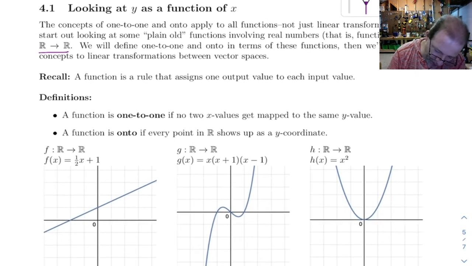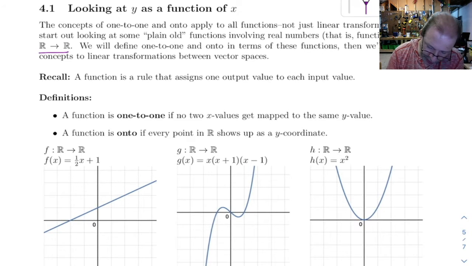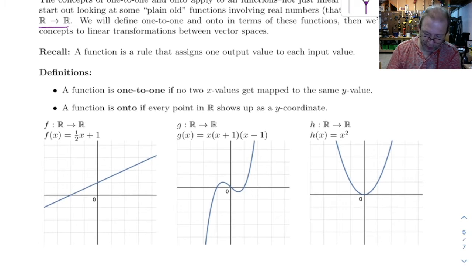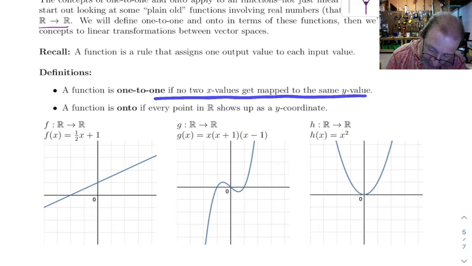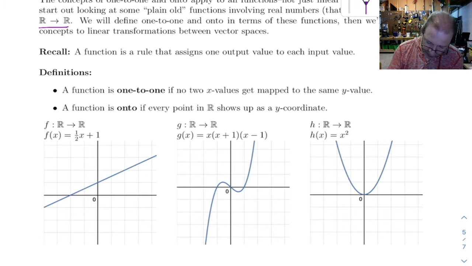All right, so first up, recall, a function is a rule that assigns one output value to each input value. So, in terms of graphs like this, it means if it's a function, it passes the vertical line test. Now, a function is one-to-one if no two x values get mapped to the same y value. And so, in a y equals f of x type function, this means it passes the horizontal line test.